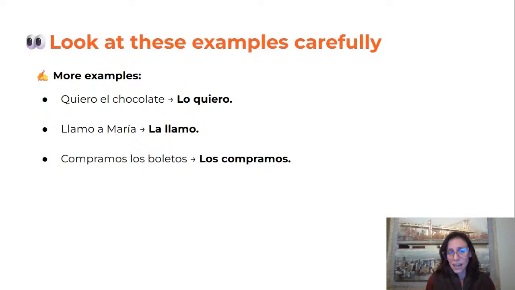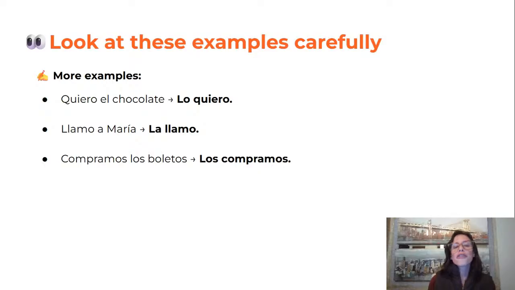Llamo a María. That was actually what I was talking about some minutes ago. I call Maria. In Spanish, we add the preposition a. La llamo. So llamo is I call, conjugated, and la replaces Maria. So la in this opportunity is not replacing a thing, but a person. La llamo. Whom? To whom? A Maria. Yo la llamo.